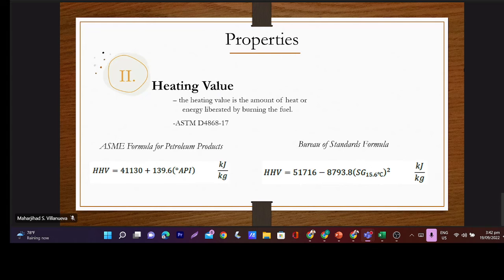Bali sa liquid na po ata to, sa liquid fuel po.